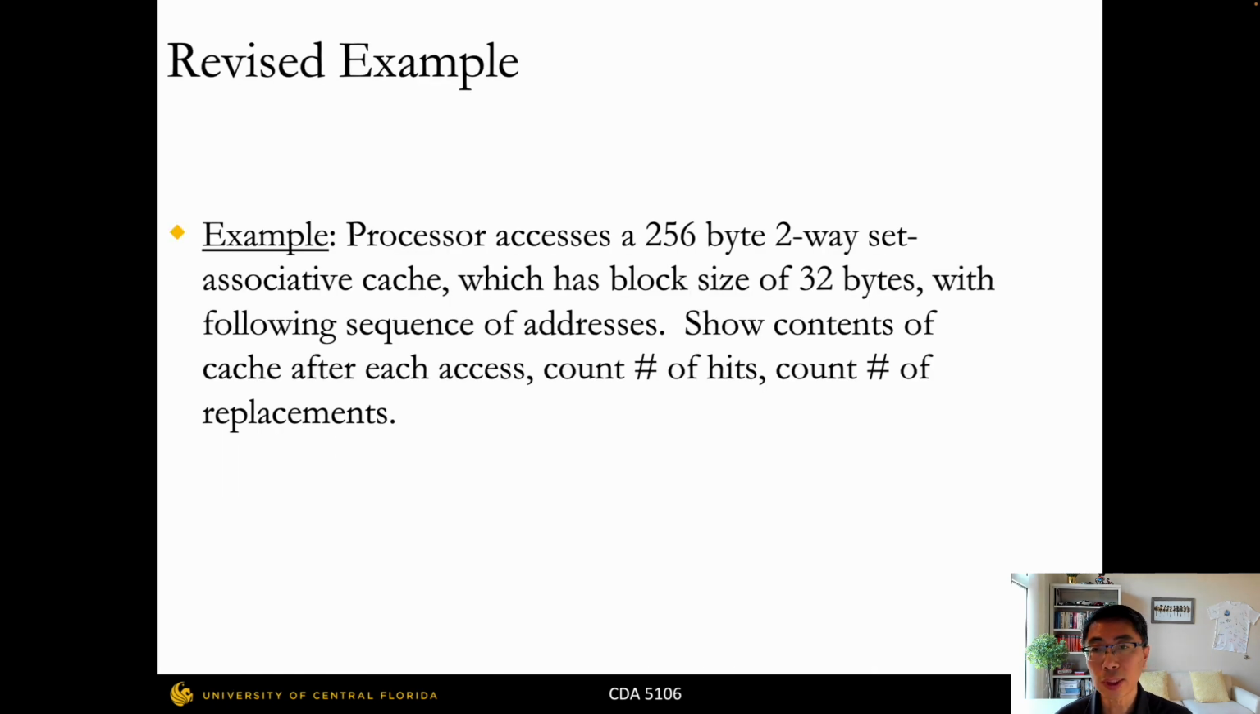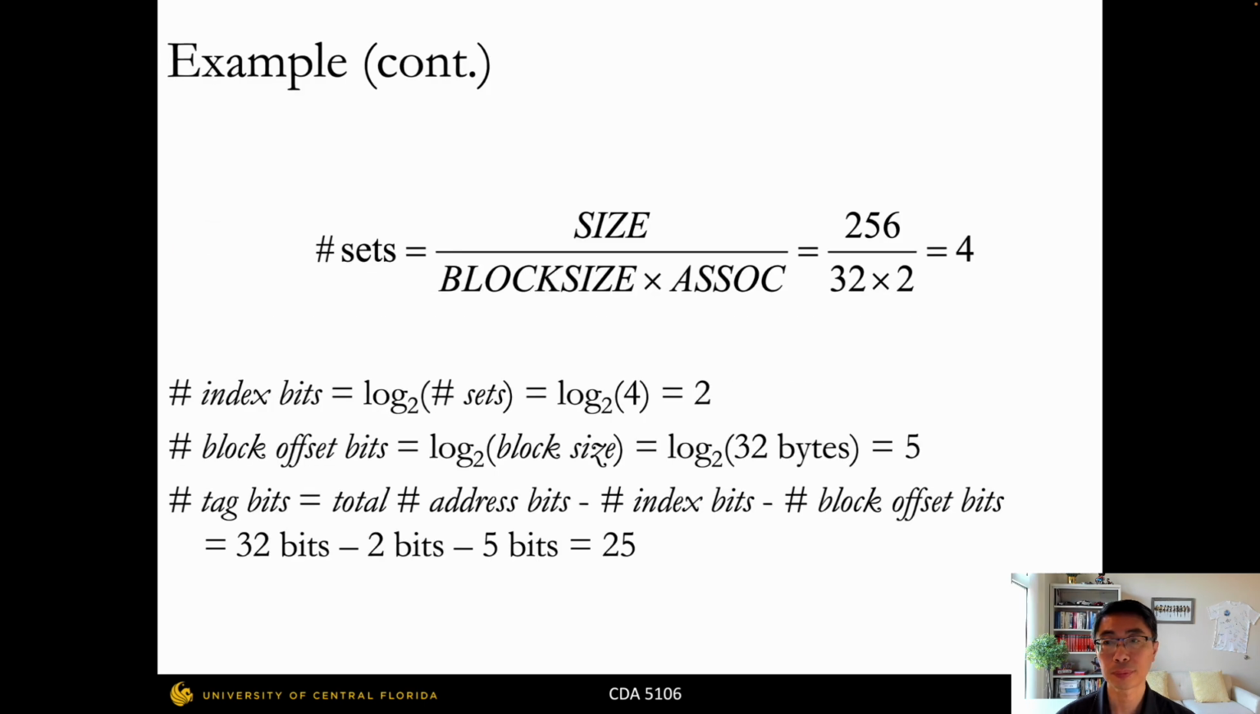All right, so let's look at the example. Again, we have the same cache size, 256 bytes, except that now we have a two-way set associative cache. The block size is the same. Now we need to complete the following sequence, find the content of the cache after each access. As usual, count the number of hits, number of replacements, etc.